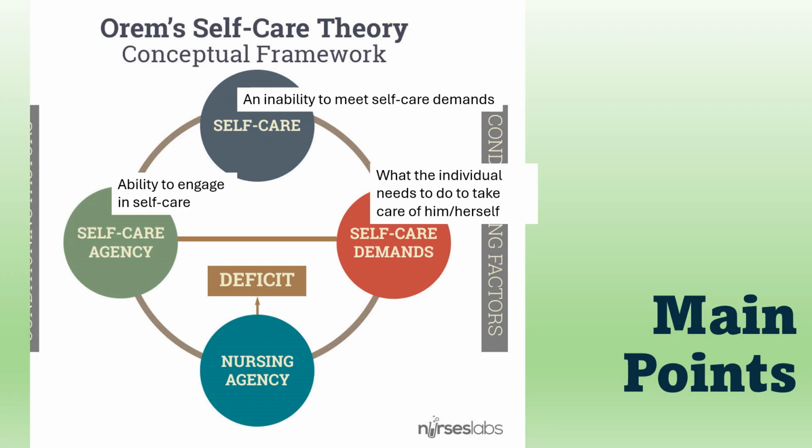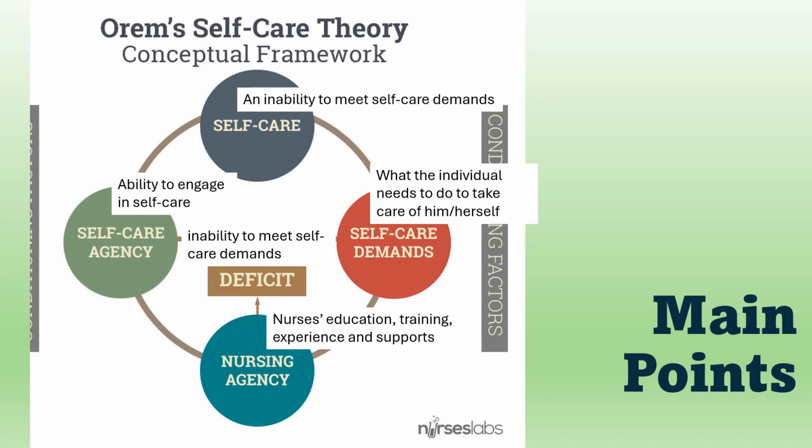Self-care demand is the sum total of these actions the individual needs to perform. A self-care deficit is when the individual finds themselves unable to perform these actions, or as Orem may have put it, a loss of self-care agency. Nursing agency is where we come in. Just as self-care agency is what helps people to take care of their basic needs, nursing agency is what helps us to be nurses. These resources consist of our education, training, experience, and supports. These help us to meet the self-care deficit that the individual is not able to perform.